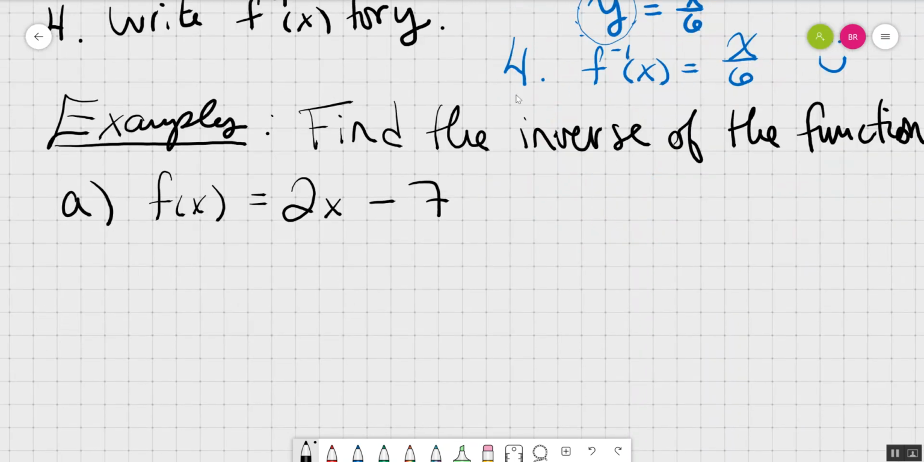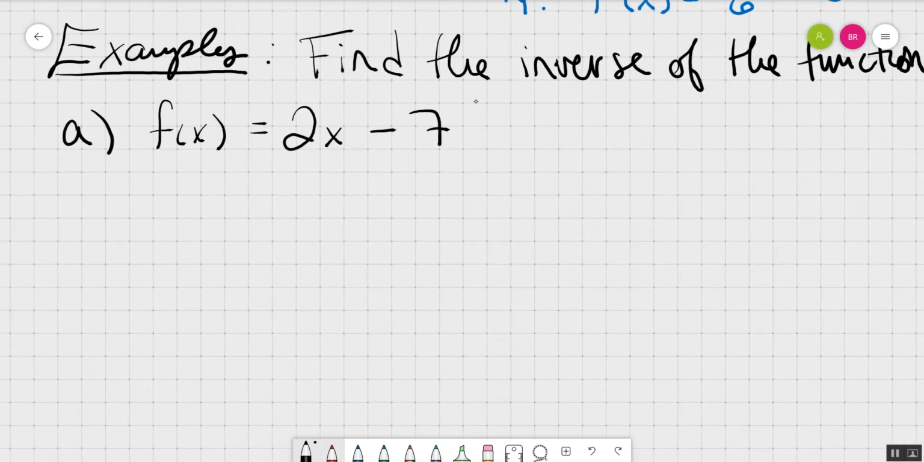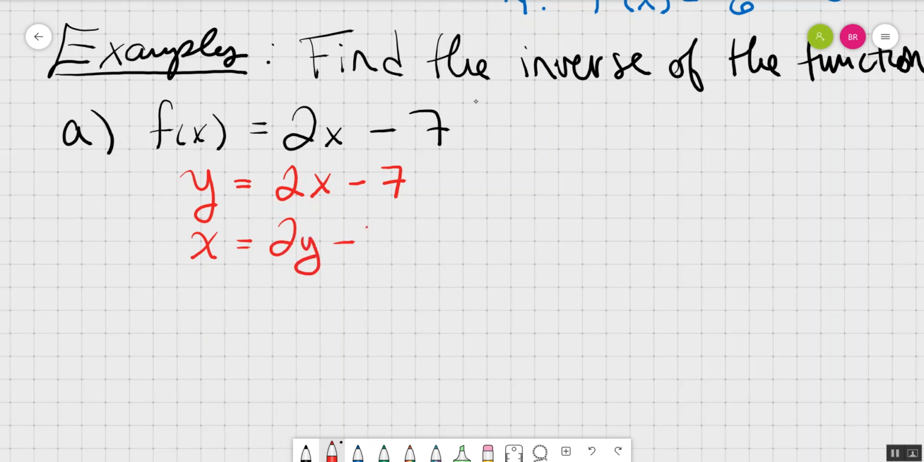Hopefully you're picturing some idea of what this should look like, but if not, that's okay. We're going to go through and do the steps. First step, let's write it with y instead of f. This is just so you don't have that clunky f of x notation floating around and you might accidentally think an f of x is a times x, if you know what I mean. Step 2, switch x and y. So this is going to be x equals 2y minus 7.